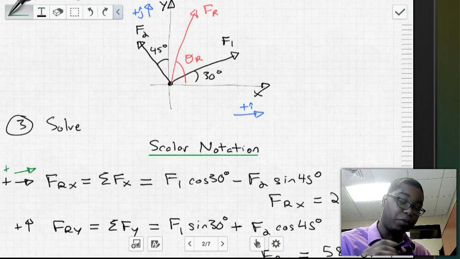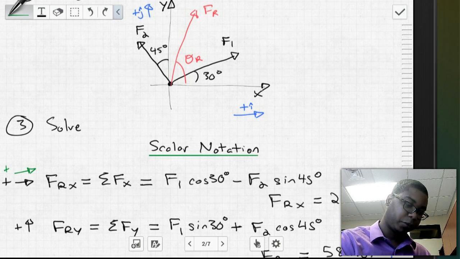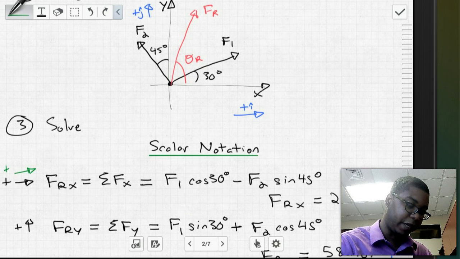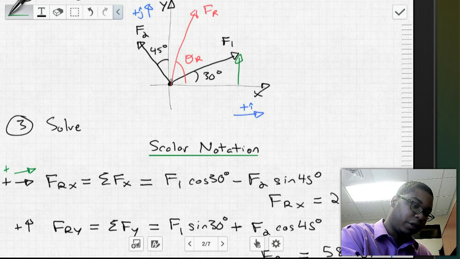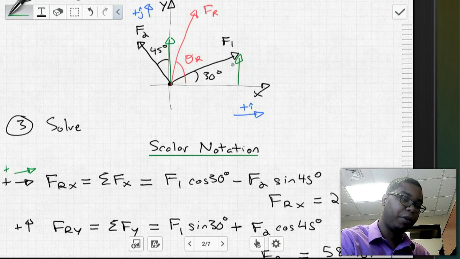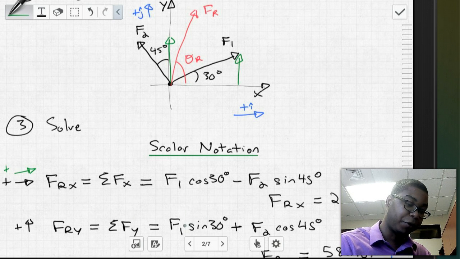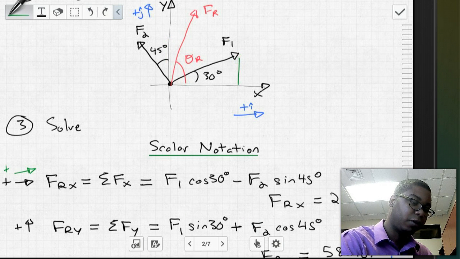Also, it is important to note that we're including the sense or the assumed sense for each of these components. So in the case of the sum of the forces in the y direction, if we were to observe what the component should be for F1 and F2, we see that both of those components should be in the positive y direction. So we have a positive sign in front of F1 sine 30 degrees and then a positive F2 cosine of 45 degrees.